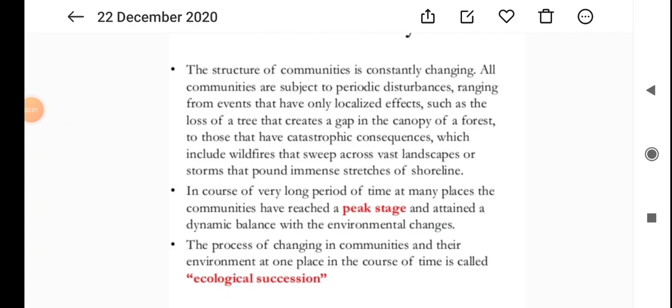Students, in the last lecture we discussed the community, and today we will discuss succession and patterns in a community. Communities are not static, they change. This change can be understood on several levels.